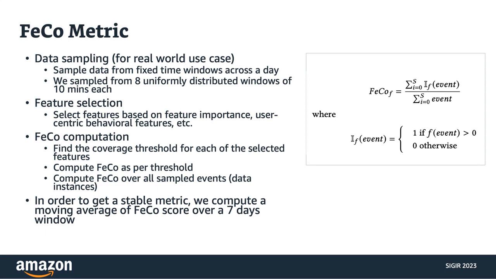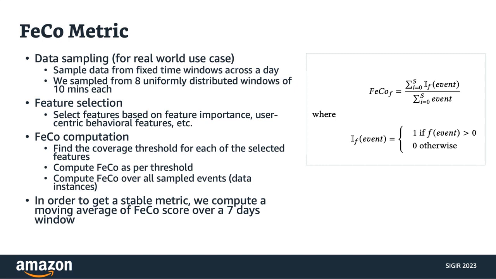In the next step, we compute the FICO score. Firstly, we determine our coverage threshold for the selected feature. This can be as simple as 0, where a non-zero value of the feature indicates that the feature has a meaningful contribution to model training. We can also consider the threshold to be a particular quantile value of the feature.